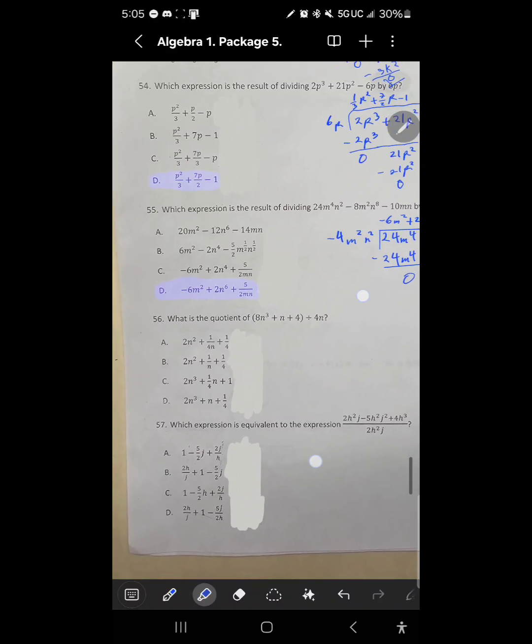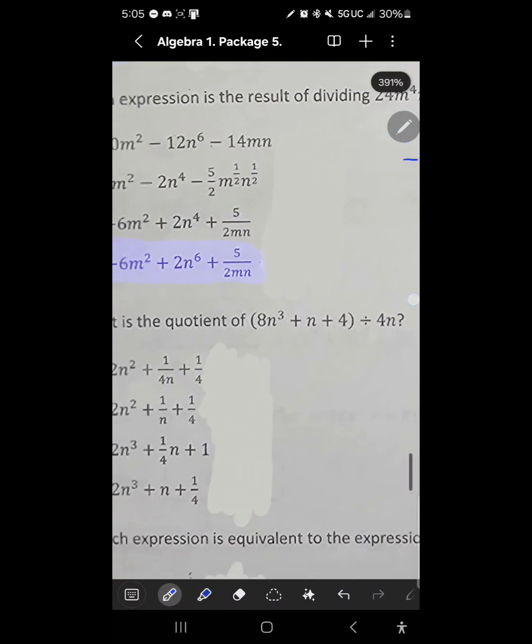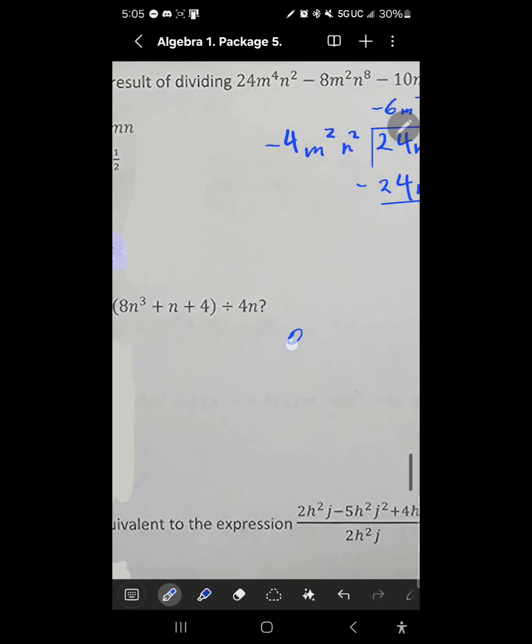Now it's 56, and we want the quotient, so it's just the answer. So let's see. We have this an easier one, if I'm not mistaken. n plus 4 divided by 4n.